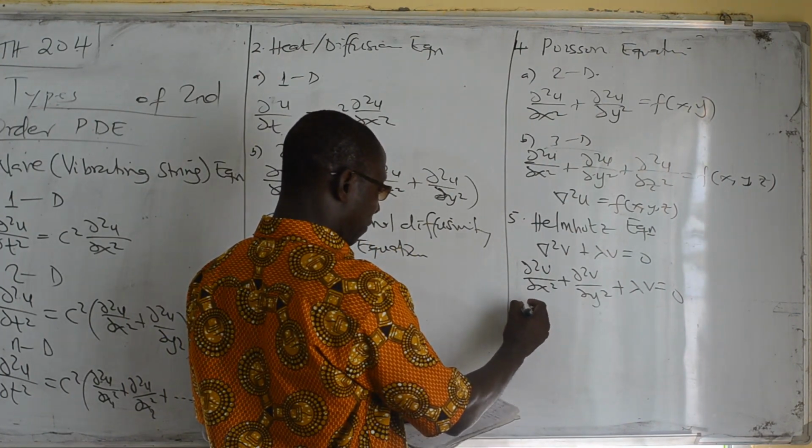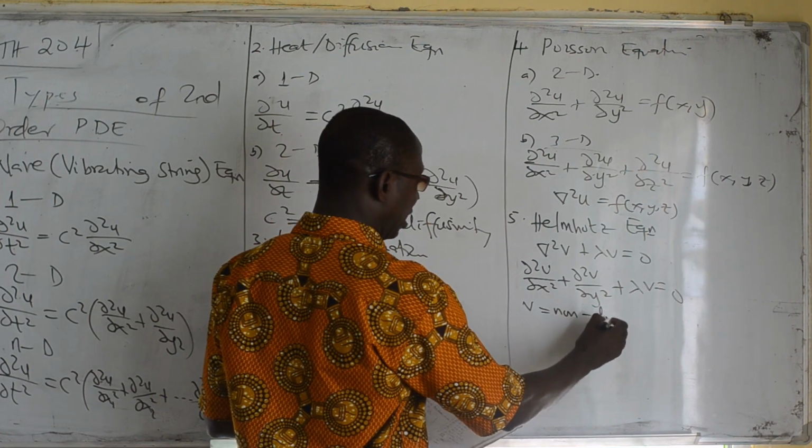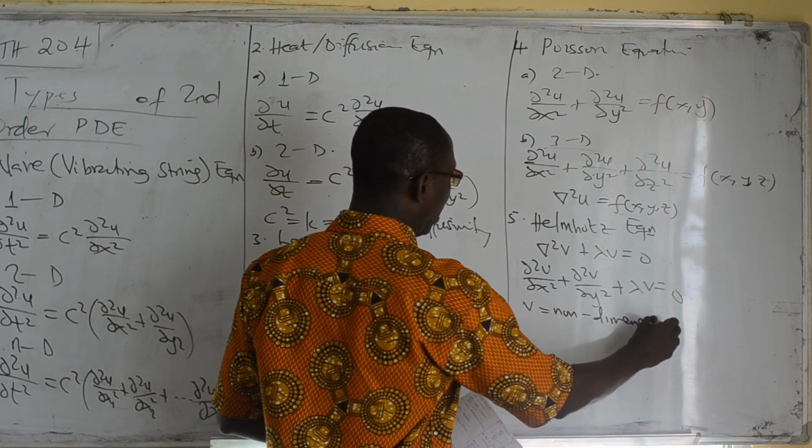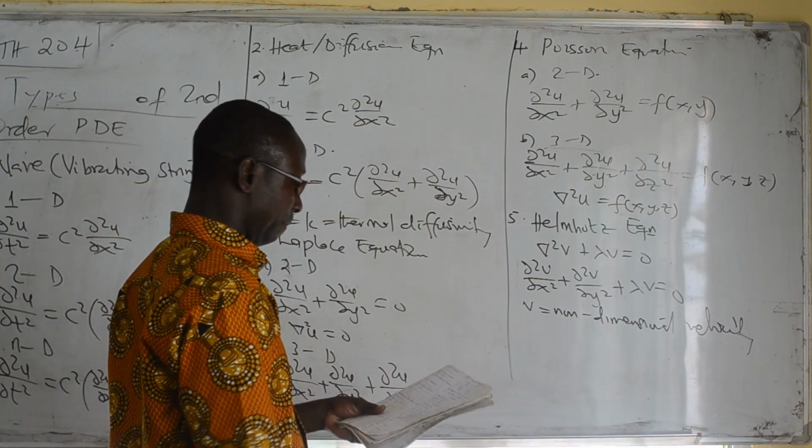And we call this V the non-dimensional velocity. Velocity without dimension. Non-dimensional velocity. So be careful.